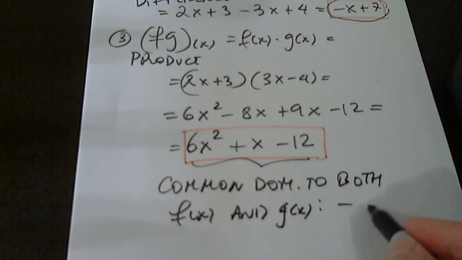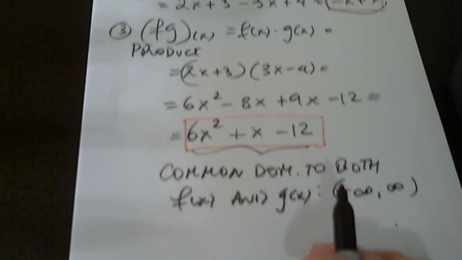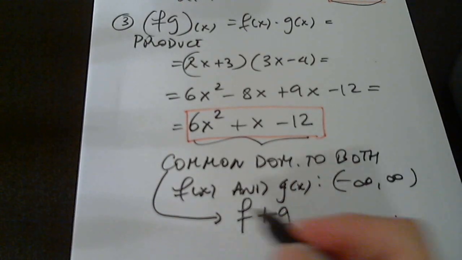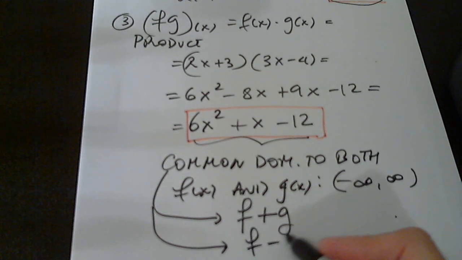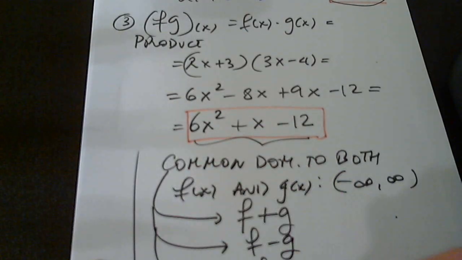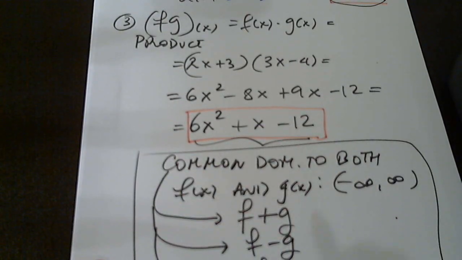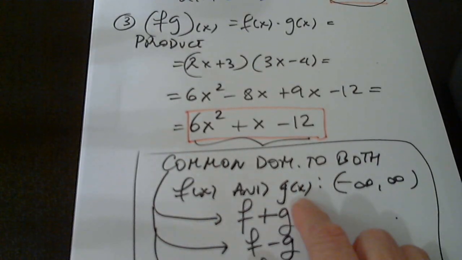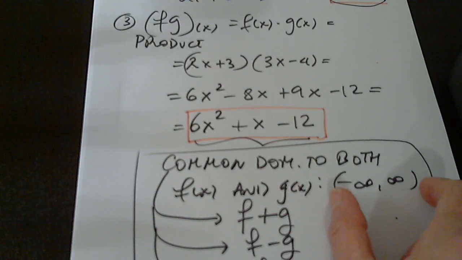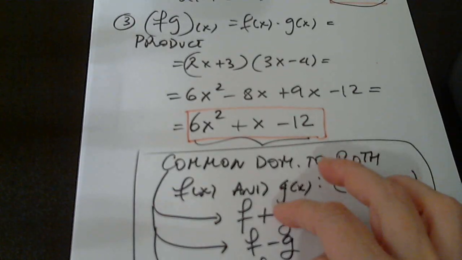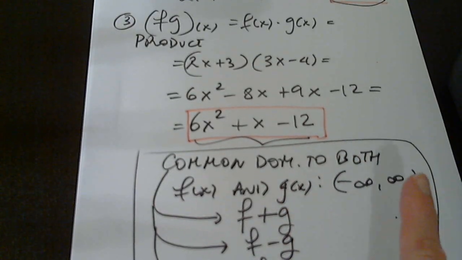What is it in this case? Negative infinity to infinity. The same domain will be the domain of the sum, will be the same domain of the difference, and will always be the same domain of the product. This is always true. This is a law. Once we have the domain of f and we have the domain of g, we will determine the common domain. In this case, it was too simple. It was the same. The sum, difference, and product will have the same domain.